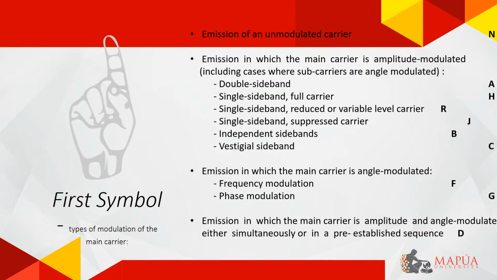Emission in which the main carrier is angle modulated. F means frequency modulation. G, phase modulation. Emission in which the main carrier is amplitude and angle modulated either simultaneously or in a pre-established sequence means D.